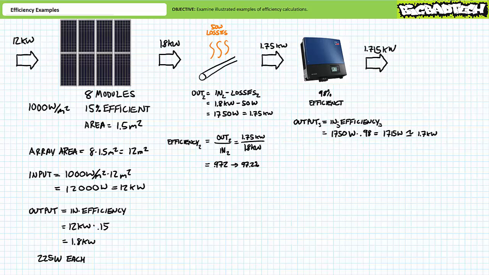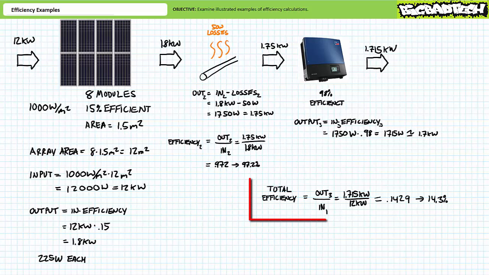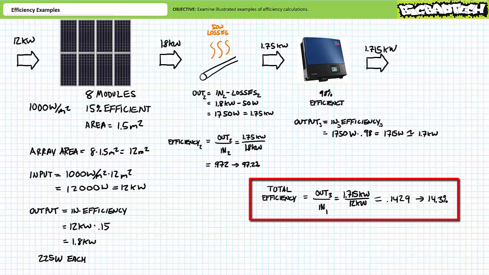Now that we've inspected each stage, let's examine the efficiency of the complete system. Ultimately, the system consumed 12 kilowatts of input to yield 1.715 kilowatts of usable power output. This represents a total efficiency rating of 1.715 over 12, or roughly 14.3%.